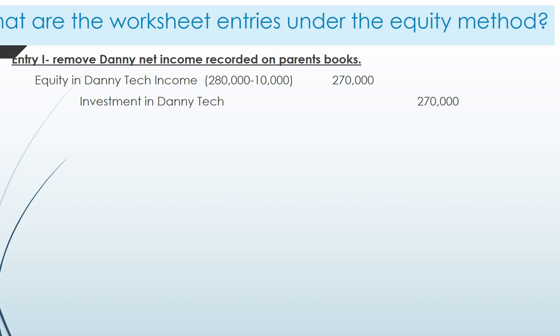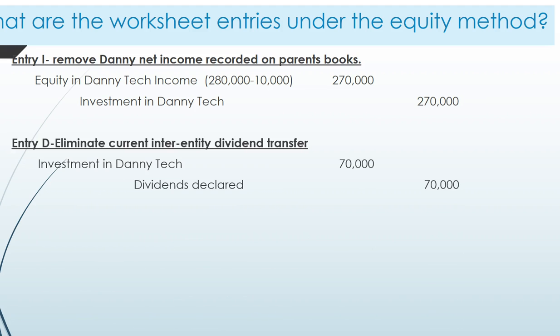Entry I, we're going to remove Danny's net income recorded on the parent's books, and since we're using the equity method, it would be the $280,000 minus the $10,000 amortization, and we would take it to a credit to the investment in Danny account. Entry D, we would eliminate current inter-entity dividend transfers. So we would debit investment in Dannytech and zero out the sub's dividends declared. And this is for 2018. Remember that we're in the third year.